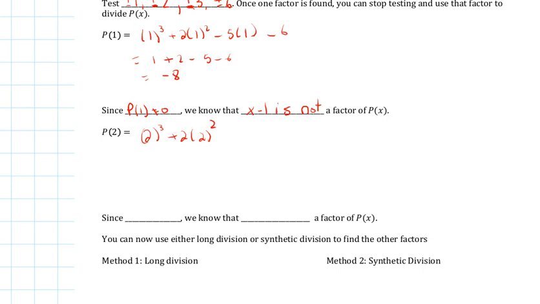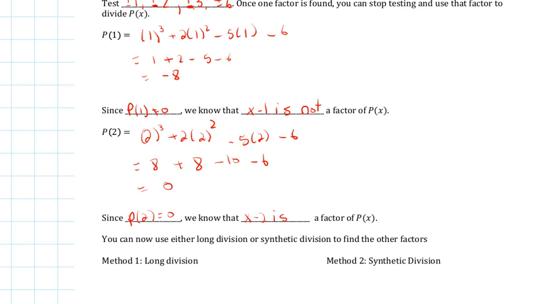So I have 2 cubed plus 2 times 2 squared, minus 5 times 2 minus 6. So that's 8 plus 4 times 2, which is 8, minus 10, minus 6. I have 16 minus 16, yay, it's 0.